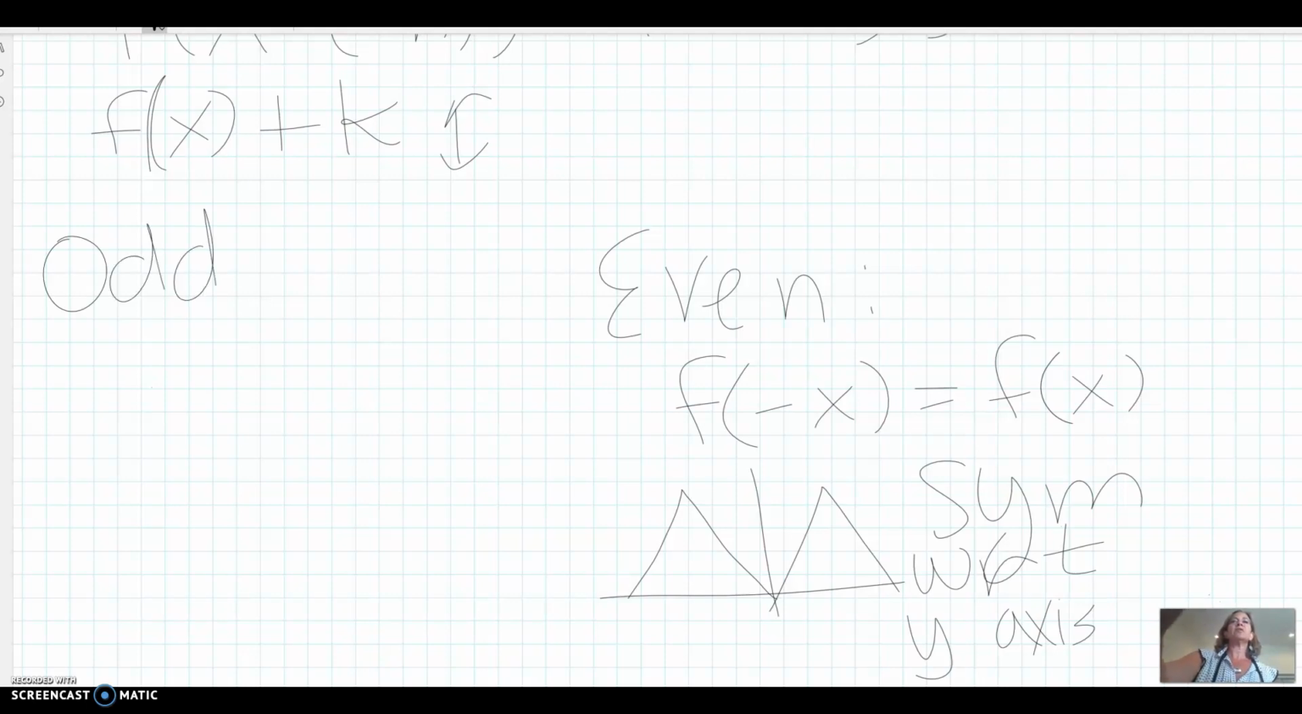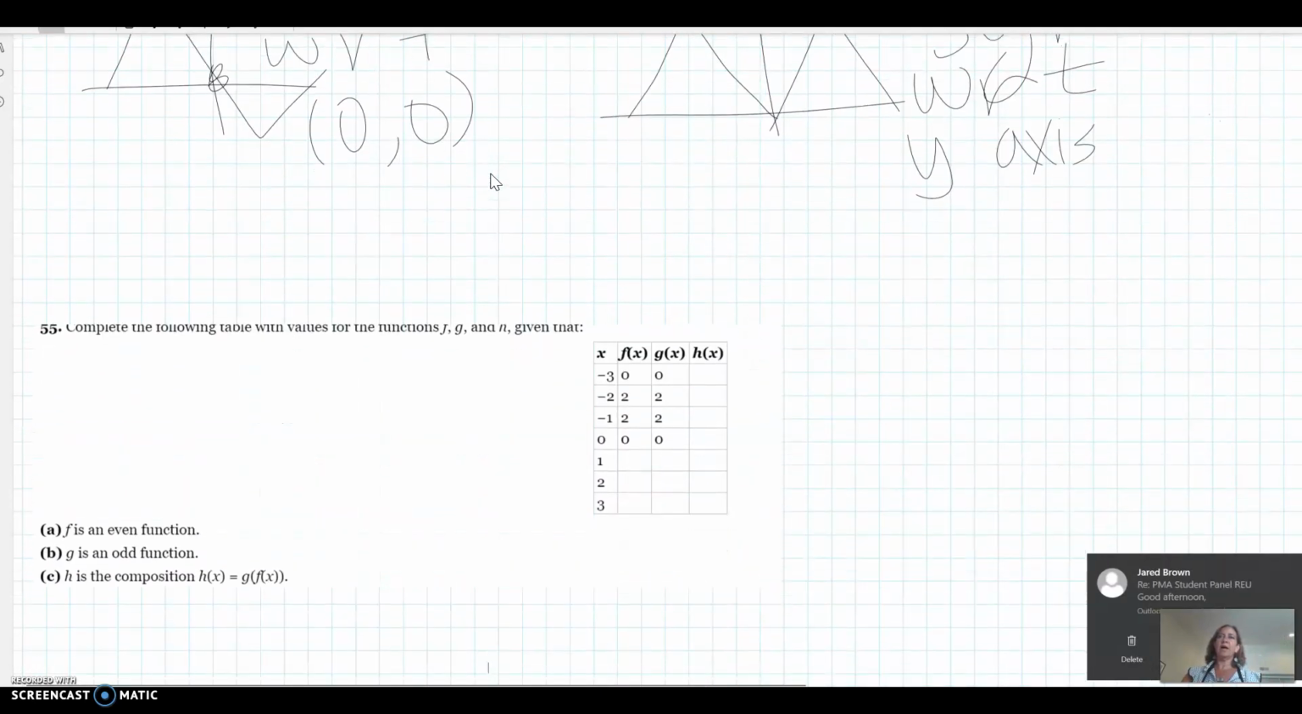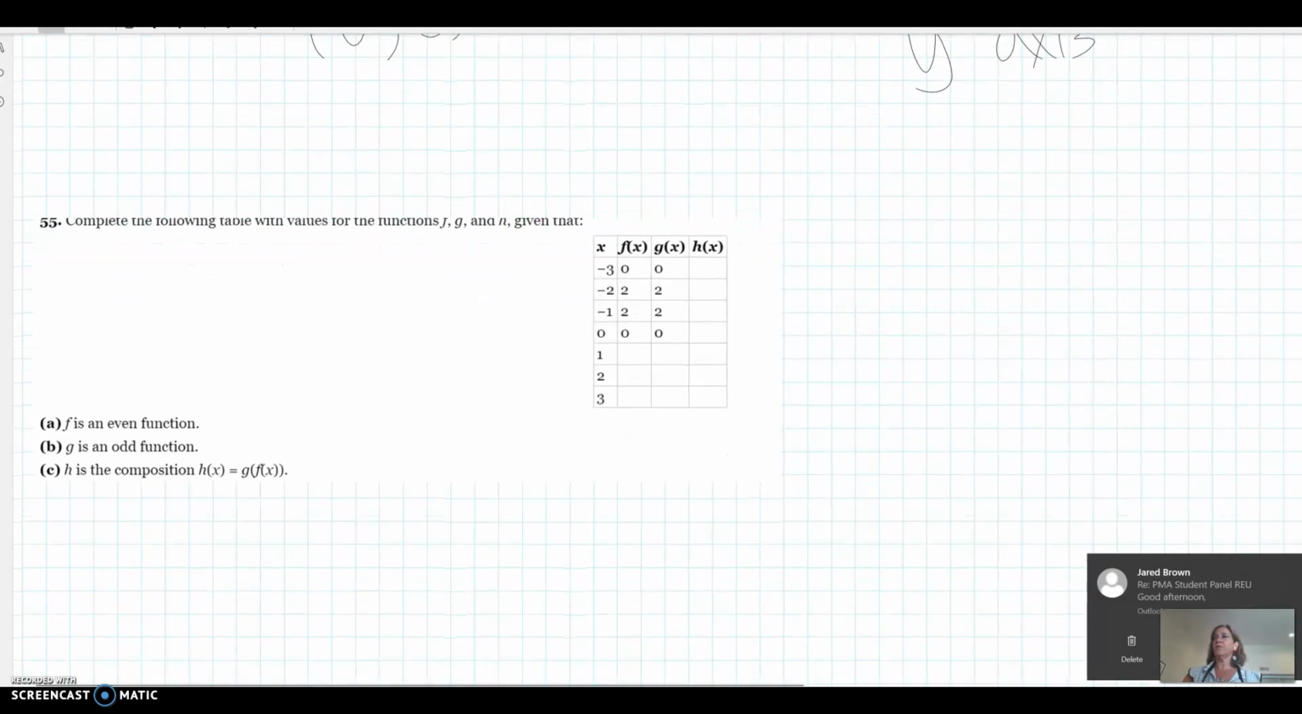What an odd function is that if I put in the opposite input, so if I put in -x, my answer is the opposite of what I would have gotten if I put in x. So if I put in -2, my answer is the opposite of what I would have gotten if I put in +2. And what that does is give us symmetry with respect to the origin. So I'll write down here 0, 0 for the origin. And not every function has to be even or odd. Some functions are neither.